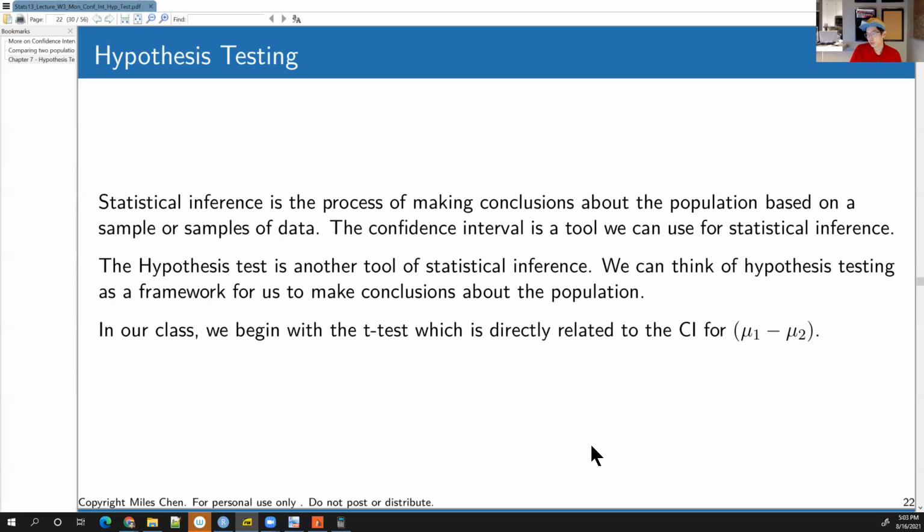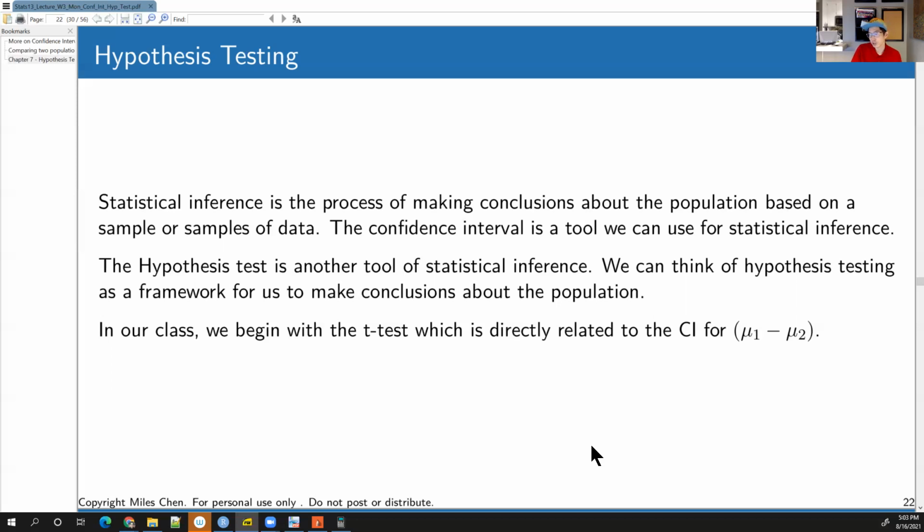So just to, again, recap the idea of statistical inference, what our class is all about, that's the process of making conclusions about the population based on a sample or samples of data, right? And so the confidence interval is a tool for statistical inference. We take a look at our sample, and in today's class, we took a look at 2 samples, and we're making a conclusion about the respective populations, population 1 and population 2, okay? Hypothesis testing is another tool for statistical inference, okay? And we can think of it as a framework that will help us make conclusions about the population.